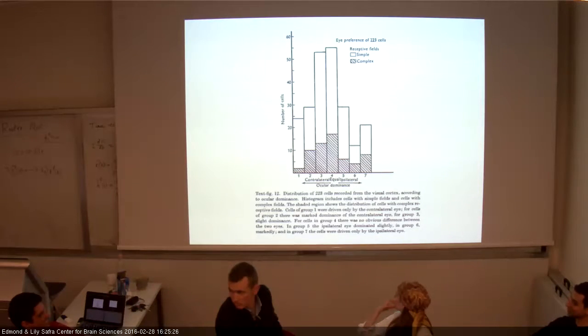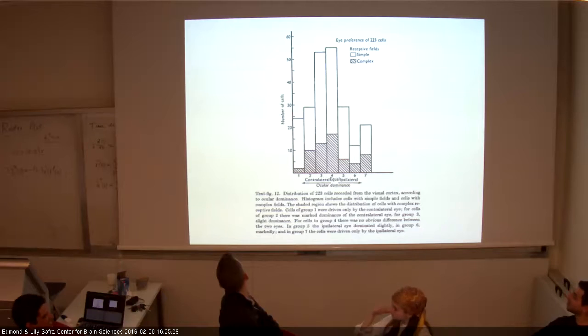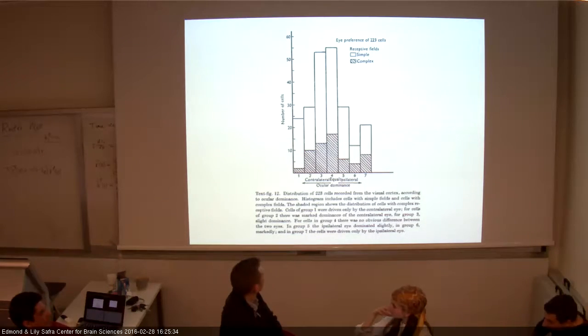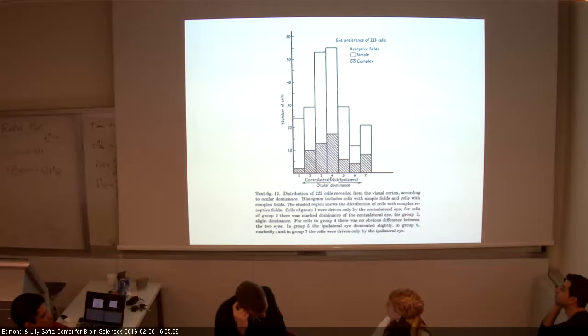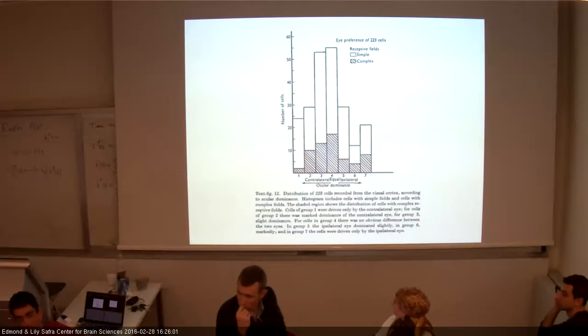Very exciting. So they divided the neurons they tested into groups according to the dominance of one eye or the other. And this is the distribution of the eye preference. So the numbers on the x-axis are the groups of the dominance, and on the y-axis is the number of cells. And they showed here that the distribution is similar for the simple and complex cells.